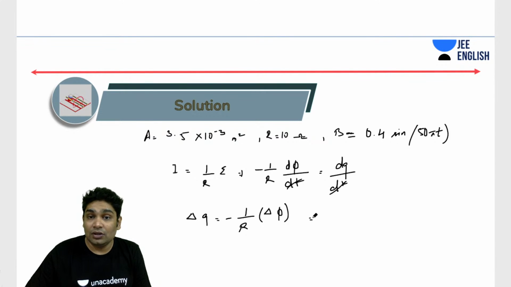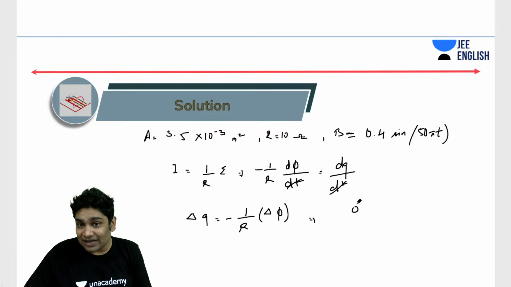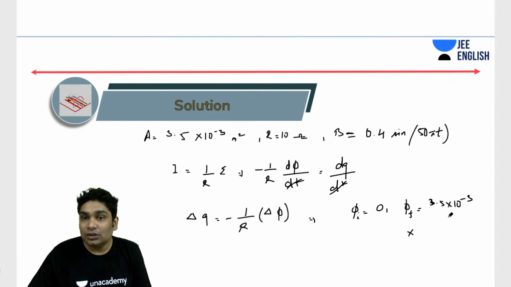So to calculate this, let's calculate phi initial. Phi initial would be at t equals 0, so phi initial would be 0. Phi final would have been 3.5 into 10 to the power of minus 3 times 0.4 times sine of 50 pi over 10 milliseconds. 10 milliseconds is 1 by 100.